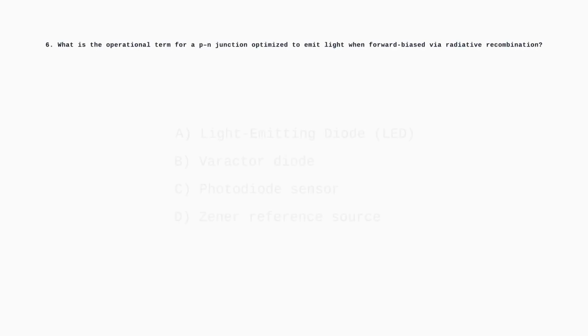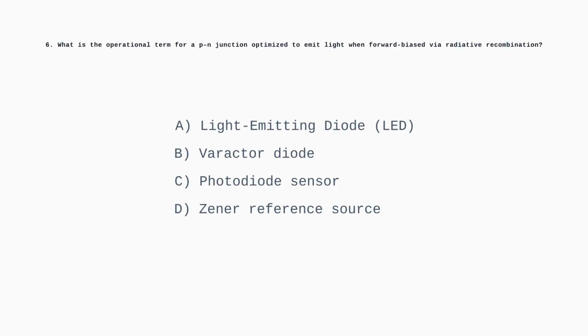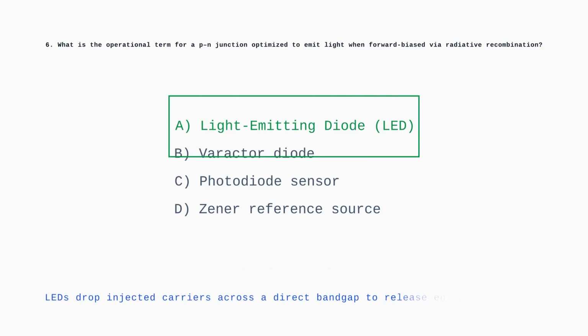Question 6. What is the operational term for a p-n junction optimized to emit light when forward biased via radiative recombination? Under forward bias, injected minority carriers recombine radiatively across a direct bandgap, releasing energy cleanly as light in a light-emitting diode.